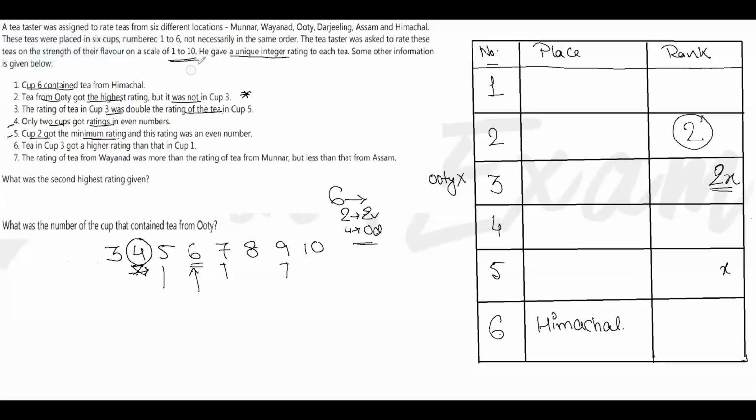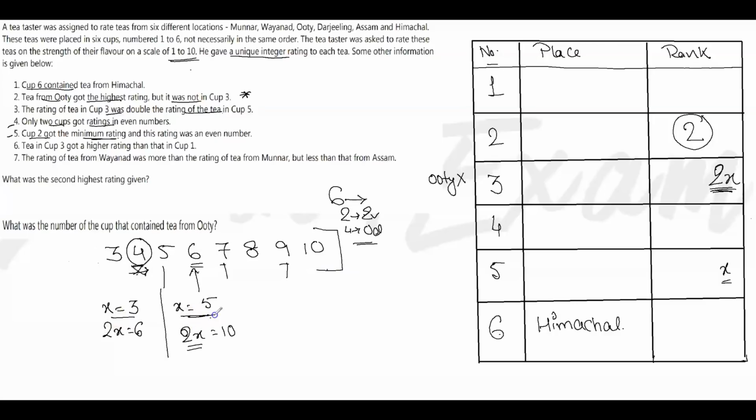Now if cup 5 has a rating of x and cup 3 has a rating of 2x, what different possibilities are there? X can be equal to 3, for which 2x would be equal to 6. X can be equal to 5, for which 2x would be equal to 10. X cannot be greater than 5 because 2x would become a 2-digit number greater than 10, which is not in this list. So x can either be 3 or be equal to 5.